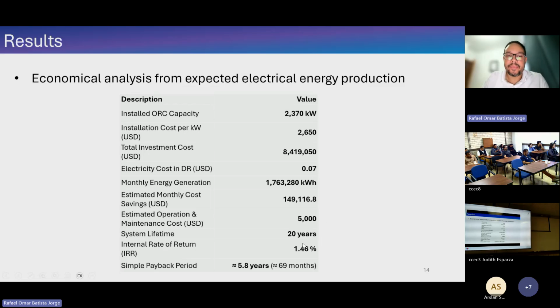So we have a system lifetime of almost 20 years and estimated operation and maintenance costs. We have an internal rate of return, but nevertheless, we have a simple payback period of almost 6 years. So the reality is that this is a viable option for improving energy efficiency of the cement production process, right?